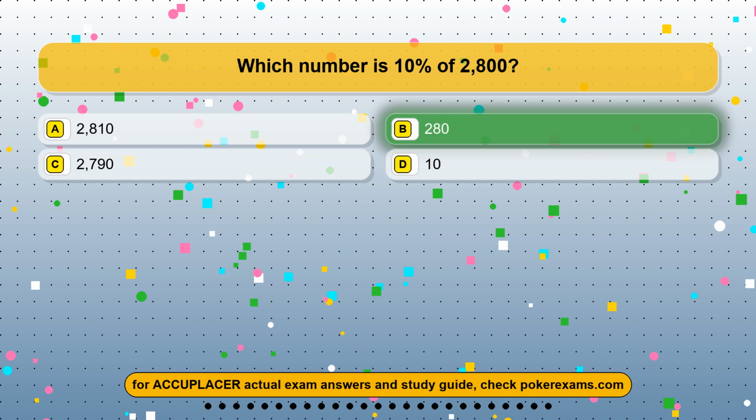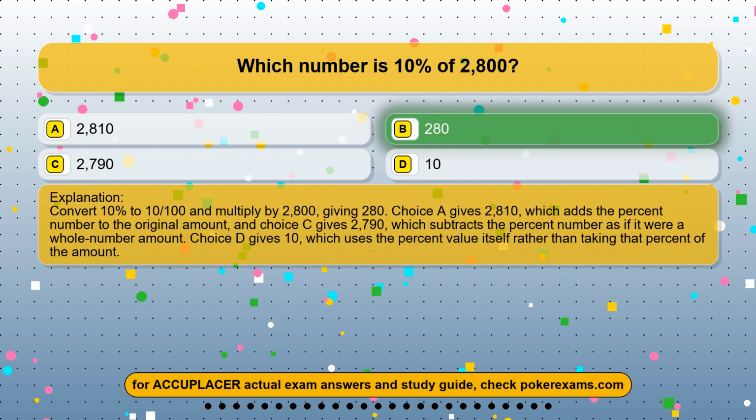The correct answer is option B, 280. Convert 10% to 10/100 and multiply by 2,800, giving 280. Choice A gives 2,810, which adds the percent number to the original amount, and choice C gives 2,790, which subtracts the percent number as if it were a whole number amount. Choice D gives 10, which uses the percent value itself rather than taking that percent of the amount.